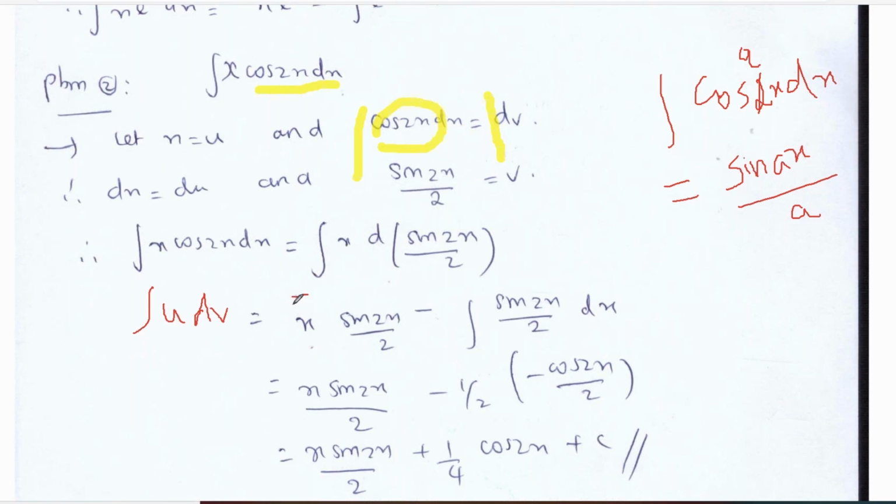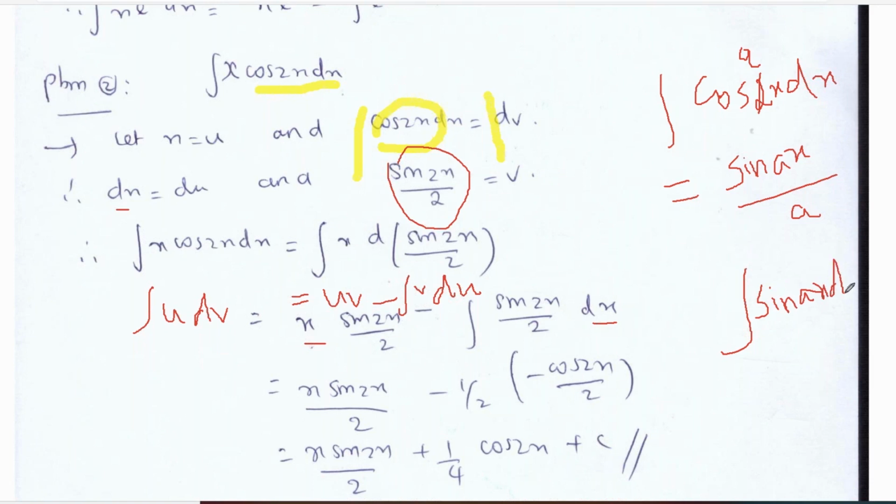Now substitute in the formula. This is of the form integral u dv. So what is the formula? uv minus integral v du. So uv, u is x, v is sin 2x by 2, minus integral v du. Du is dx. Here 1 by 2 is a constant. Take it outside. So we have integral sin 2x.